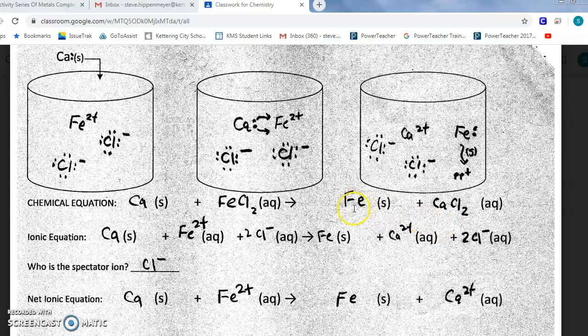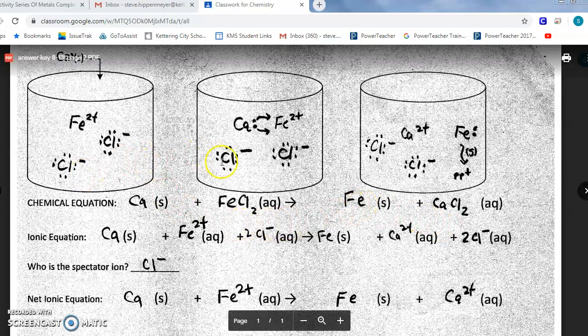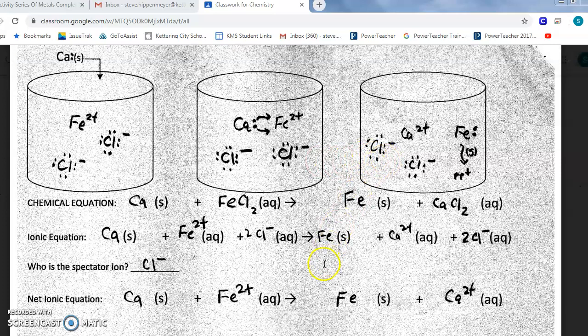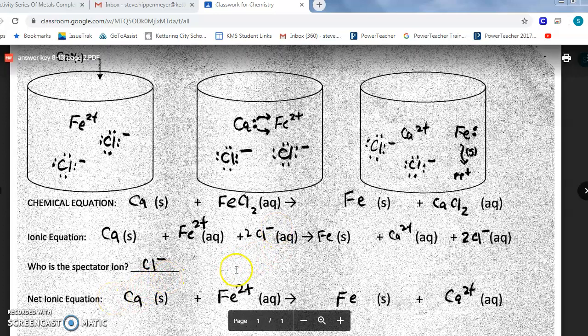Which ion did nothing in this equation? It's the chlorides. The chlorides did nothing in this equation. The element that had no charges change is called the spectator ion. So the chlorides are the spectator ion. In the net ionic equation, all we do is remove the spectator ion. You get rid of the one that did not change. Net means we're looking at what changed. So we just pull out the 2 Cl minuses, and we have the net ionic equation there.